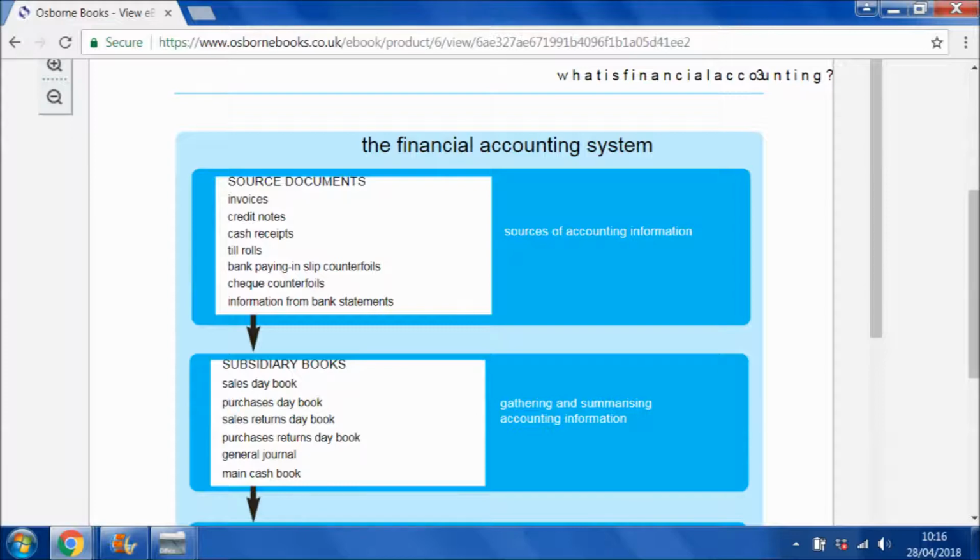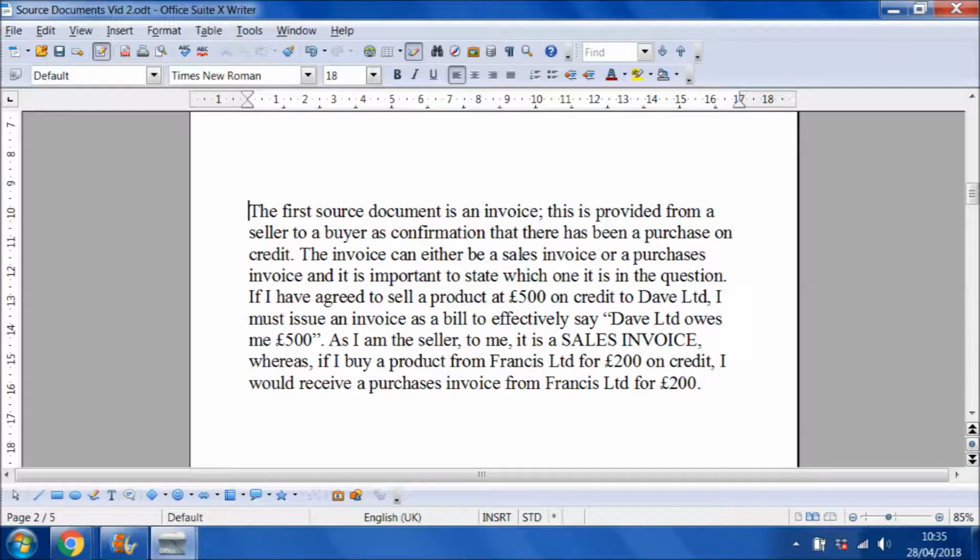The first source document is an invoice. This is provided from a seller to a buyer as confirmation that there has been a purchase on credit. If you don't understand what credit is, check the last episode out where I explain some important terms. The invoice can either be a sales invoice or a purchase invoice, and it is important to state which one it is in the question.